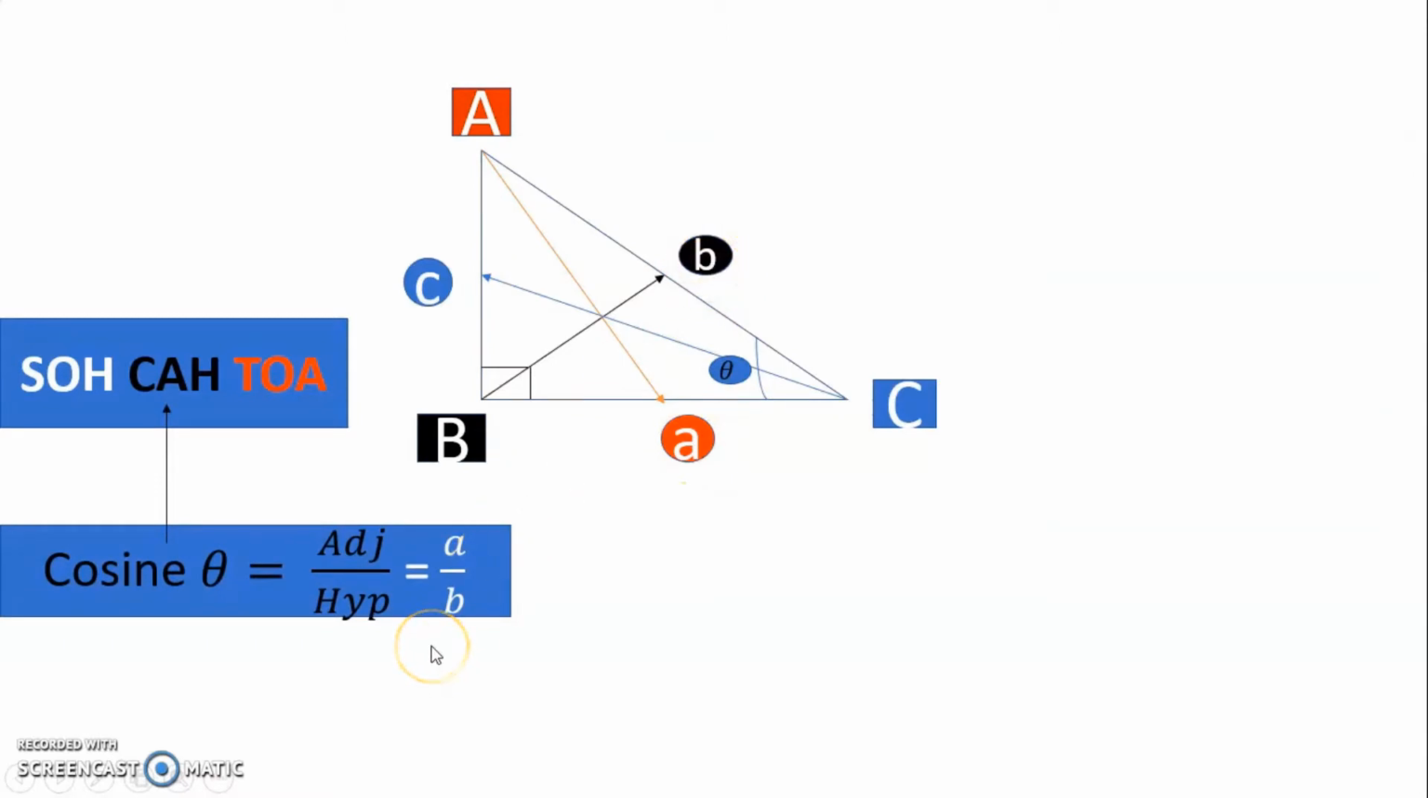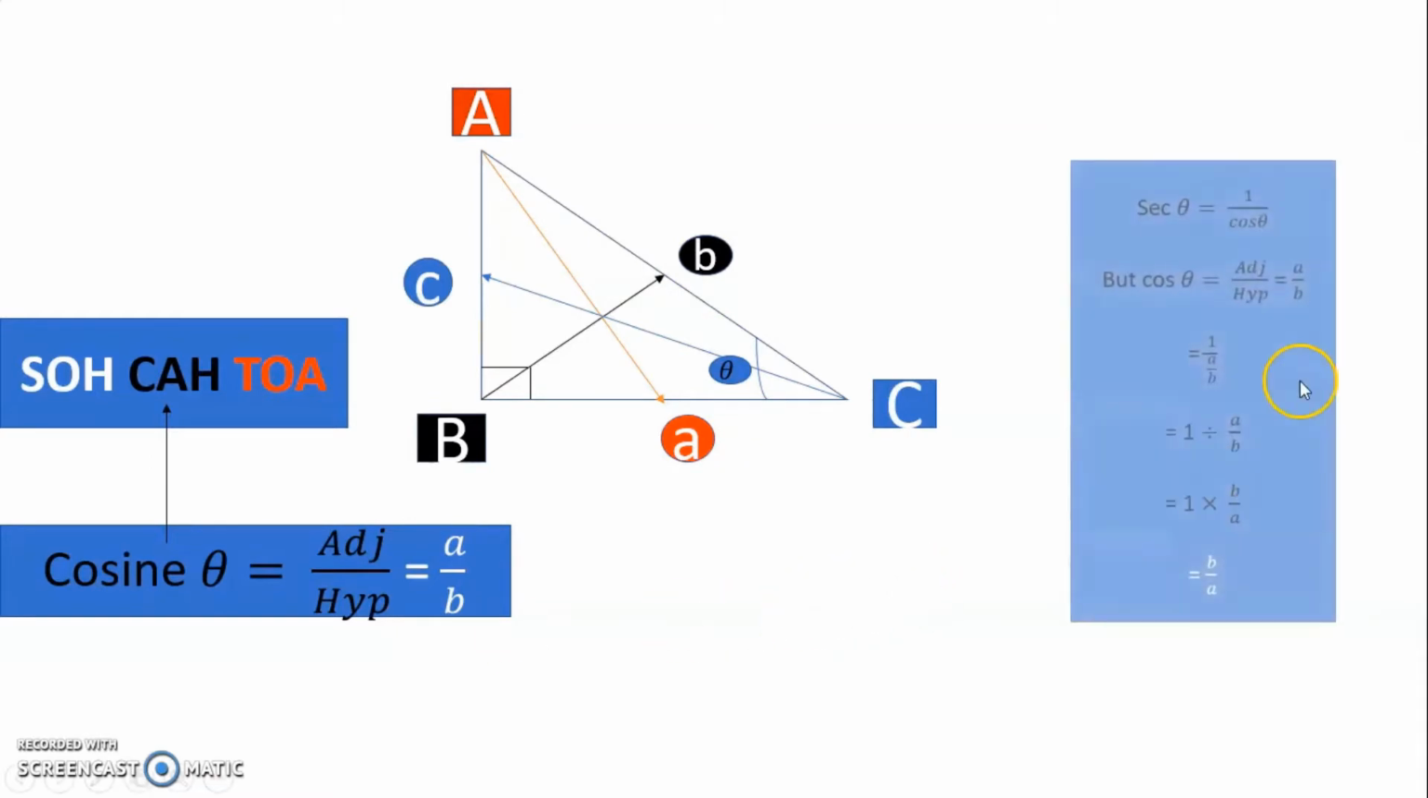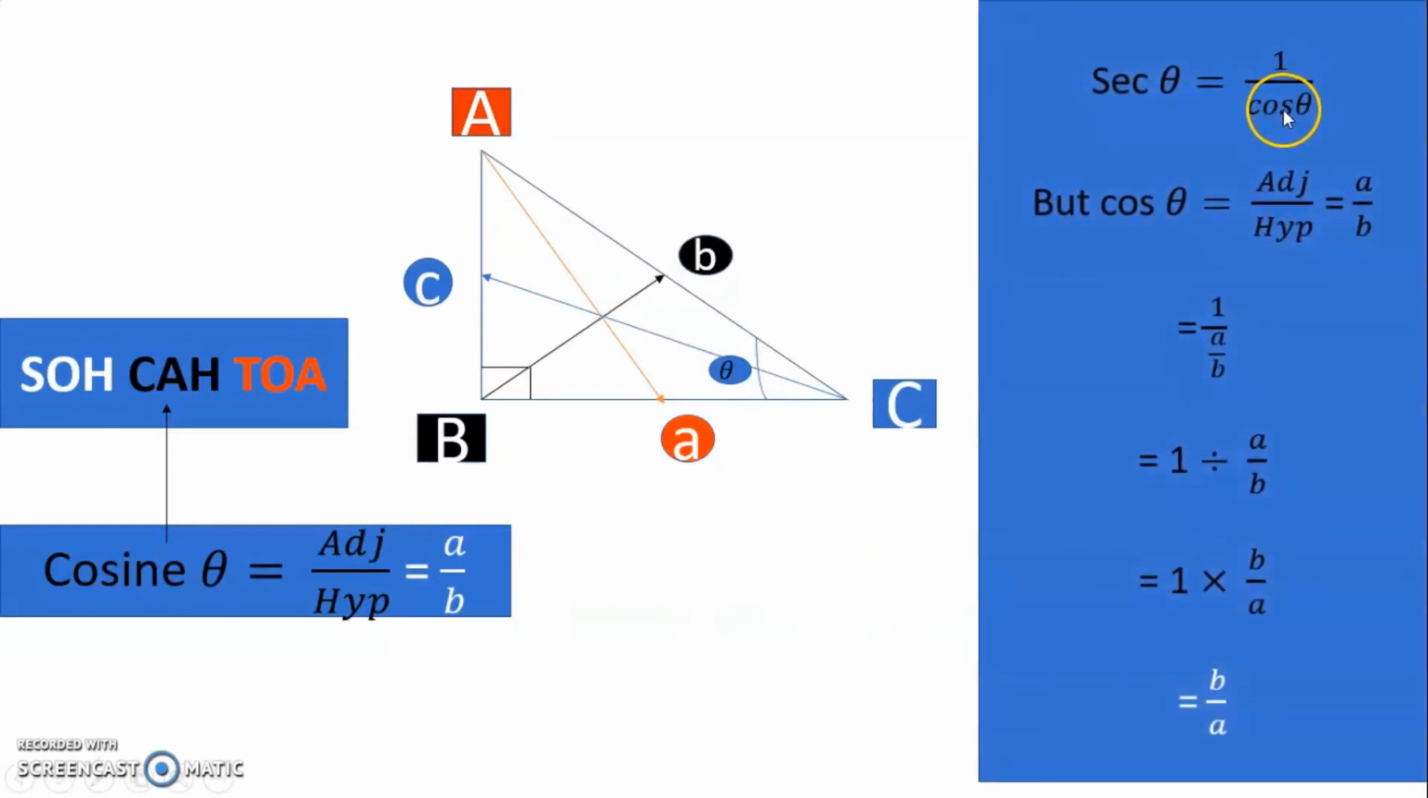So what if we were asked to find secant theta? We are told that secant theta is equal to 1 over cos theta. But we know cos theta to be adjacent over hypotenuse. What is our adjacent? Our A. Hypotenuse is our B. So we can substitute into this and we will have 1 over A over B, because cos theta is A over B.